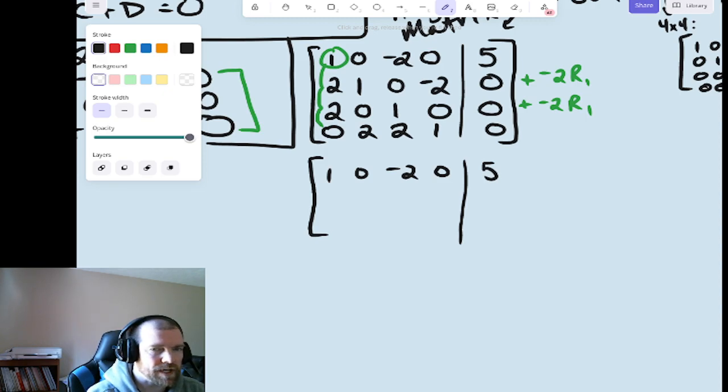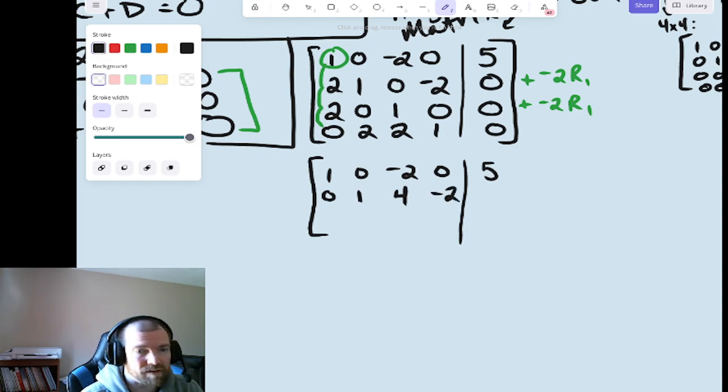On the next row, we have -2 times the row above it, and add to whatever we have. So this is going to be -2 plus 2 is 0. 0 plus 1 is going to be 1. -2 times -2 is 4, plus 0 is going to get us 4. And 0 plus -2 is going to get us -2. And -10 on the top plus 0 is going to get us -10.